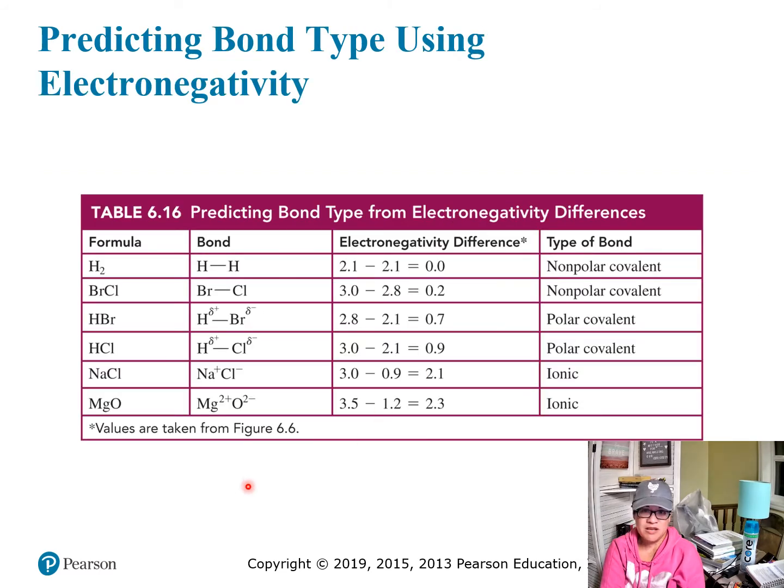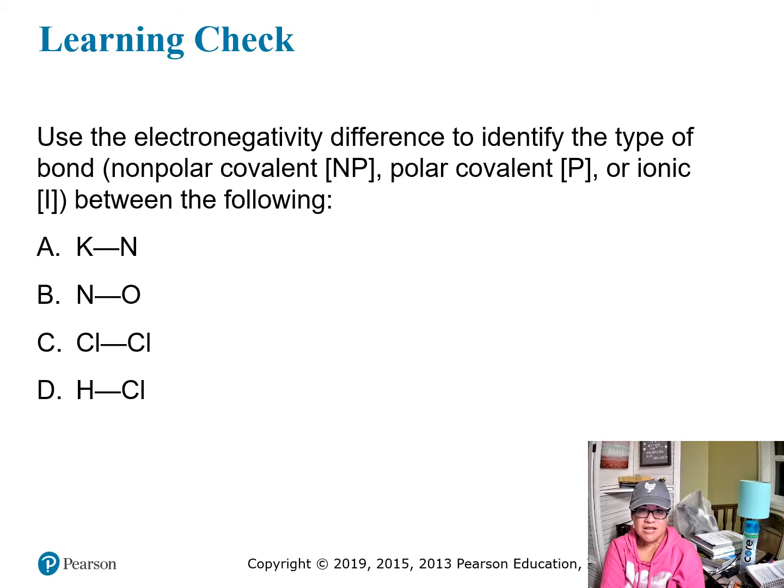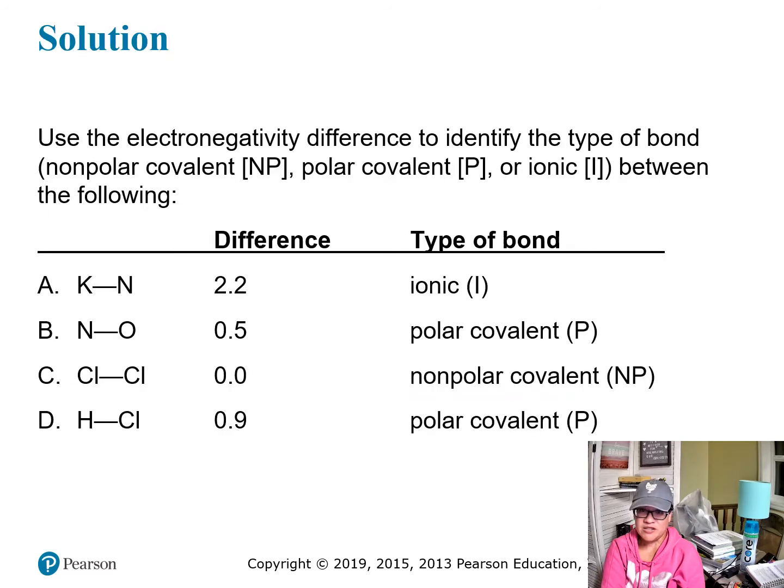And here are some examples of some common ones. You can see the electronegativity differences and then what type of bond they have. Okay, so see if you can identify these based on their electronegativity difference as nonpolar covalent, polar covalent, or ionic. And you can also use clues about whether it's a metal and nonmetal or two nonmetals. Okay, there are your answers with the differences and the type of bond.